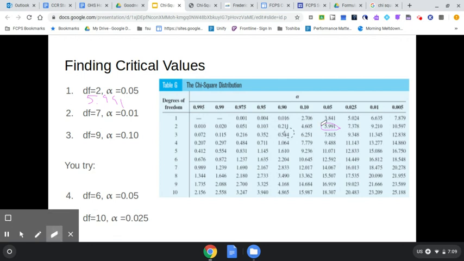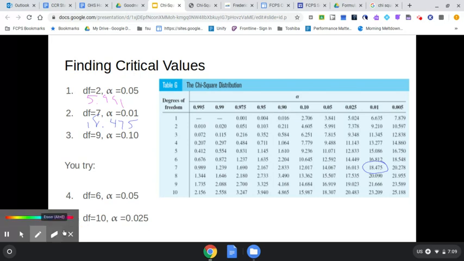Okay, let's take a look at number 2. Number 2, we want degree of freedom 7 and an alpha of 0.01. So I'm going to go down to the degree of freedom of 7 line, over to the alpha of 0.01, which is right here. 18.475 would be that critical value.